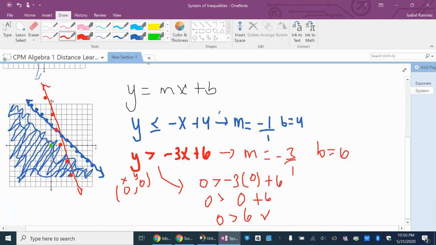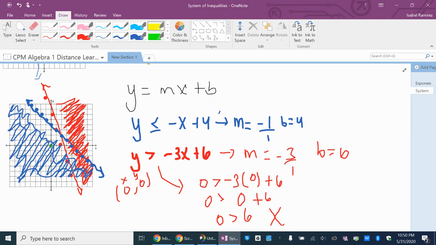Wait, what am I talking about? Oh, 0 is not greater than 6. 0 is less than 6. So this is false, which means the origin doesn't satisfy this inequality. So that means I'm not shading towards the origin, I'm shading away from the origin. So I can't include the origin. So basically think of it as shading to the right of the line because the origin is to the left. So I'm not shading that way.